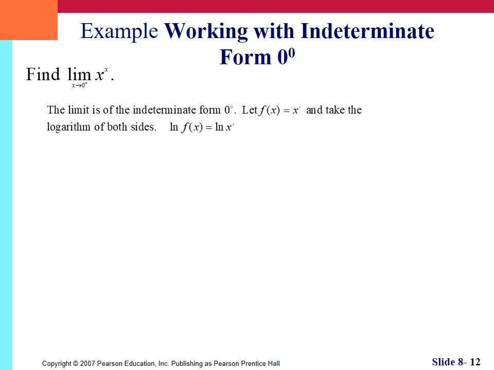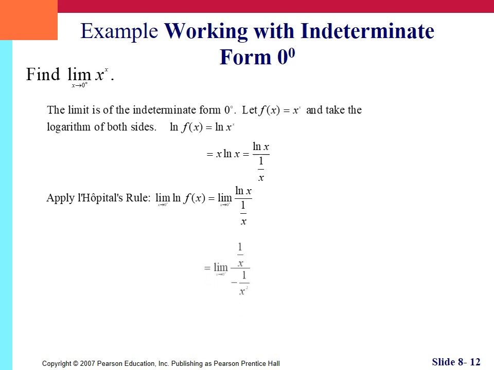If we assign f of x equal to x to the power of x, and then we take ln of each side, we have ln of f of x is equal to ln of x to the power of x. This helps us to bring the x in the exponent down to the coefficient of the natural logarithm. Again, x times ln of x is exactly the same as ln of x divided by 1 over x. Apply L'Hopital's rule to the limit of ln of f of x as x goes to 0, which is the limit of ln x divided by 1 over x.